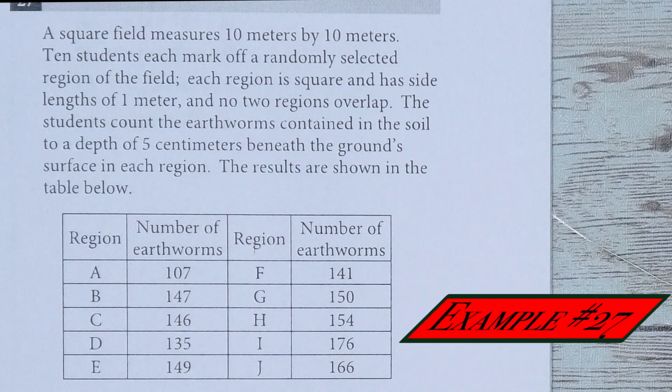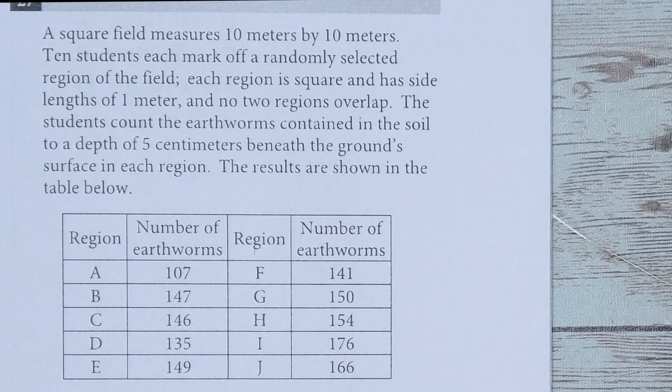A square field measures 10 meters by 10 meters. 10 students each mark off a randomly selected region of the field. Each region is square and has a side length of 1 meter, and no two regions overlap. The students count the earthworms contained in the soil at a depth of 5 centimeters beneath the ground surface in each region. The results are shown in the table below. Which of the following is a reasonable approximation of the number of earthworms to a depth of 5 centimeters beneath the ground's surface in the entire field?